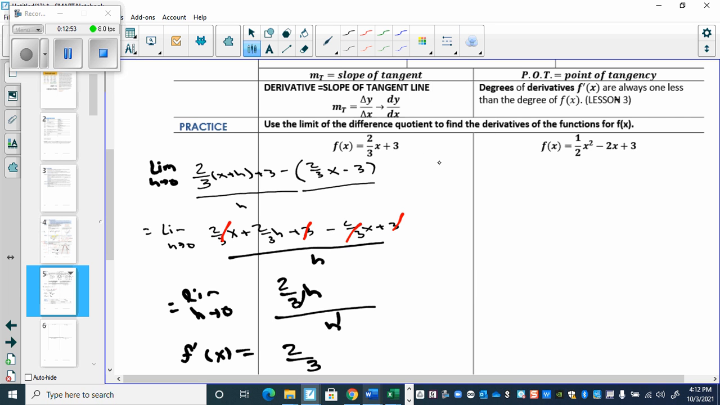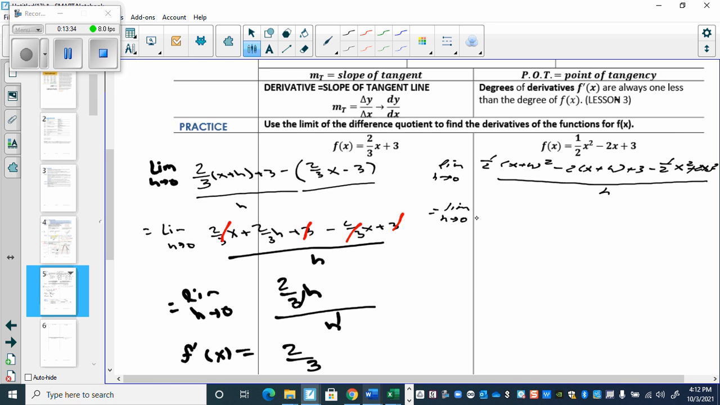And so this is the limit as h goes to 0. And I know I'm dividing by an h, right? So I have 1/2 times x plus h squared, minus 2 times x plus h, plus 3, minus 1/2 x squared minus 2x minus 3. And I'm just going to change that minus right here to a positive. So remember, it's this function, the opposite of every term in the function. So simplifying, so I can make this look a little bit better, because I can barely see it.